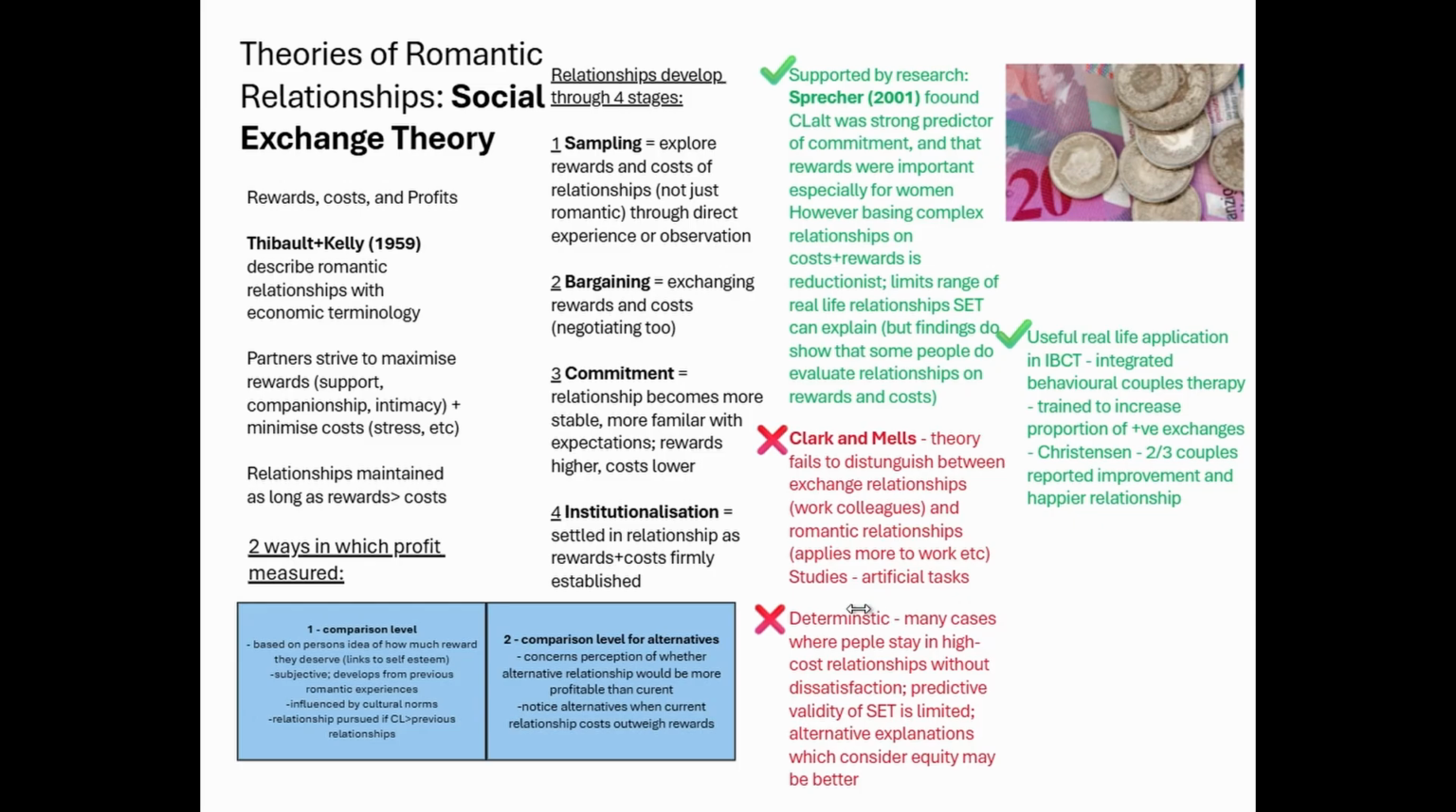This links to determinism, as in many cases people stay in high cost relationships without dissatisfaction. So the predictive validity of the social exchange theory is limited, and alternative explanations which consider equity may be better. Equity we'll go into later. That's basically when the relationship is fair and equal.